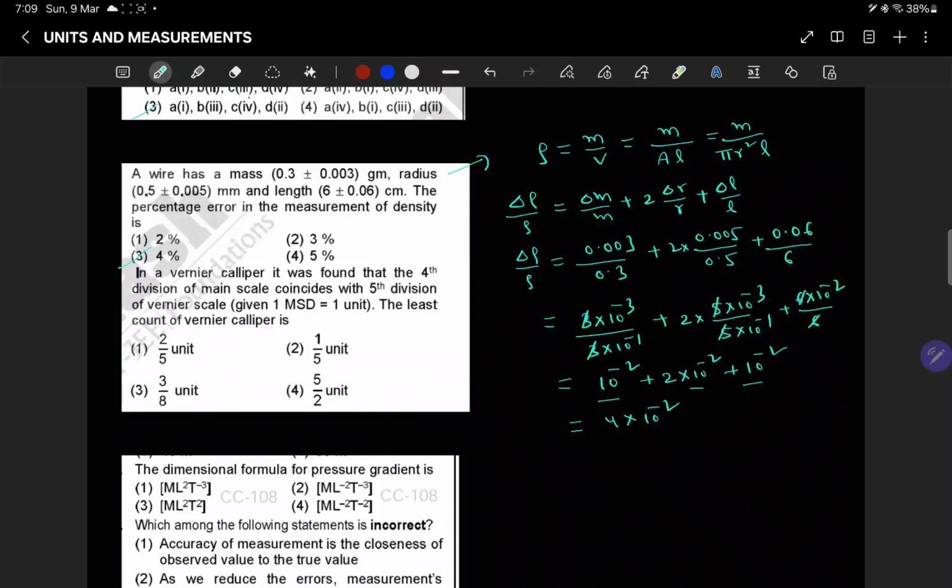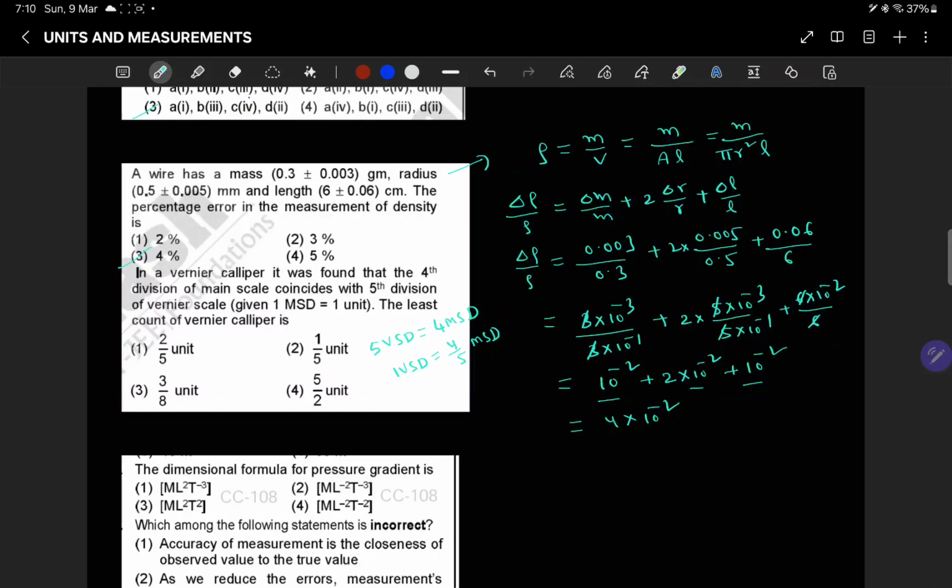About this question answer. Now, again, a Vernier calipers related question. It is given that the fourth division of the main scale coincides with the fifth division of the Vernier scale. So 5 Vernier scale divisions equal 4 main scale divisions. So 1 VSD equals how much, students? 4 by 5 main scale divisions.